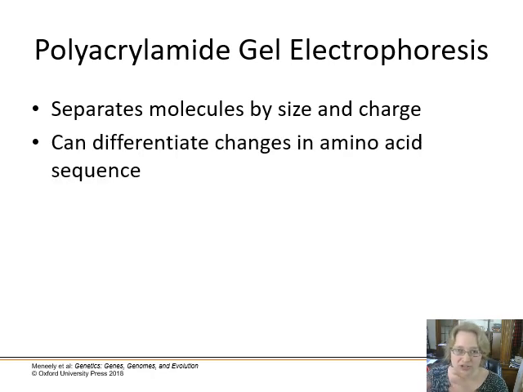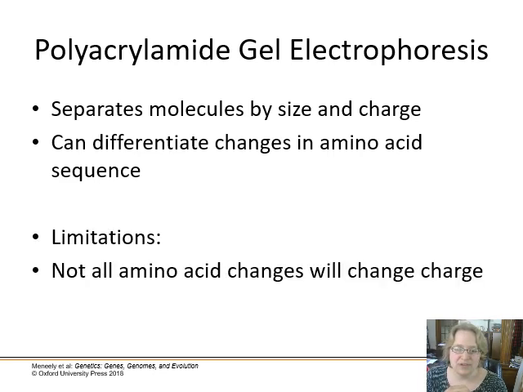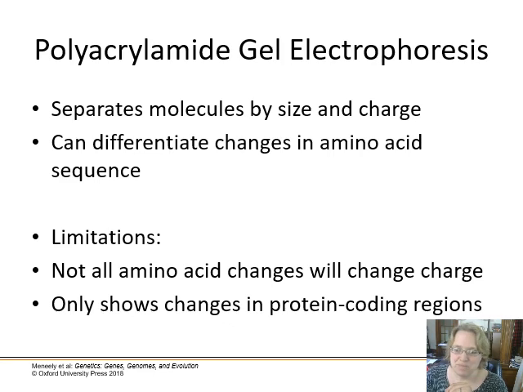So that can show you changes in amino acid sequence if some have gotten replaced, like negatively charged amino acid residues replaced with positively charged ones. However, the cons of this are some limitations: not all amino acid changes change charge. If you have a lot of swapping of non-polar amino acids, that's not going to show up in PAGE. And it's also going to show changes only in the protein coding region. Since you're working with the end product, the proteins, if something has changed in a regulatory factor way upstream, you're not going to be able to find that via this technique. It still has its uses, though.